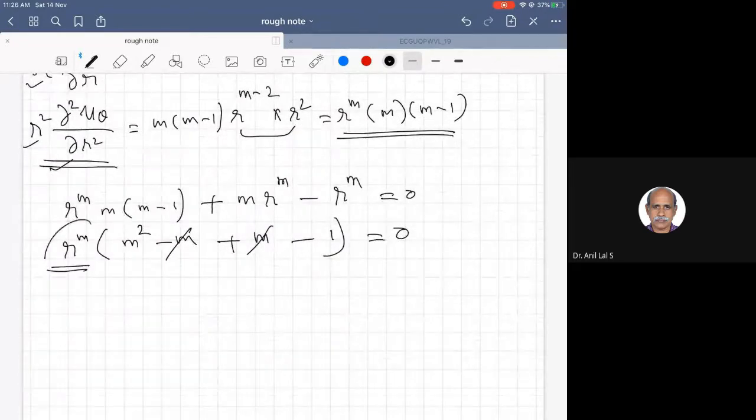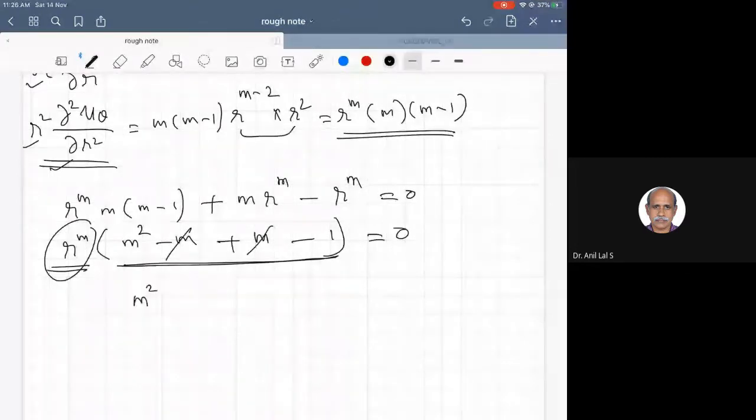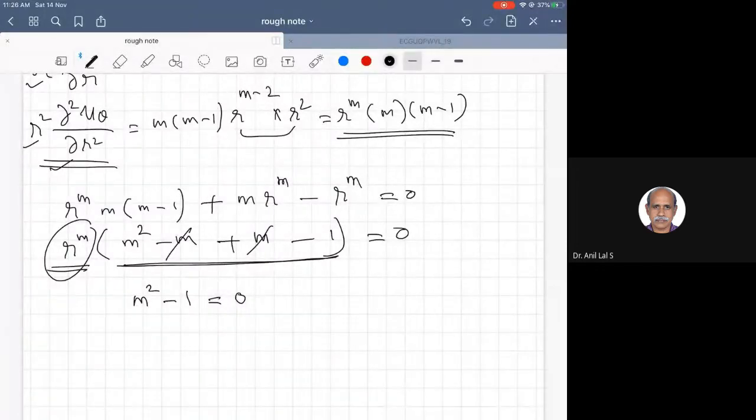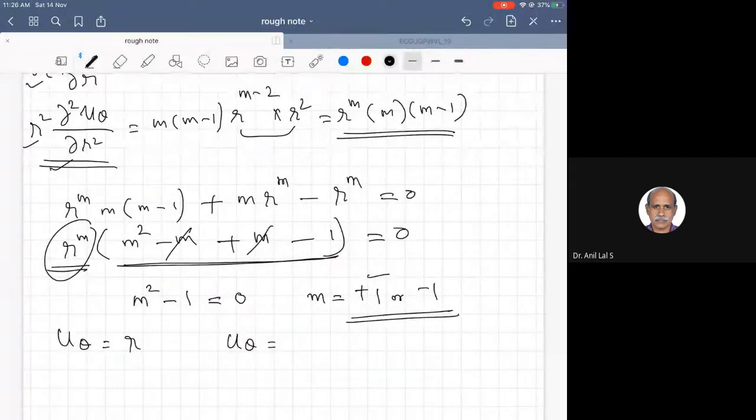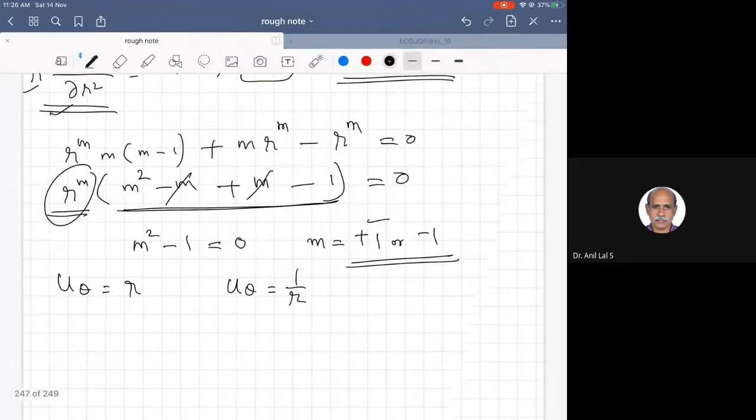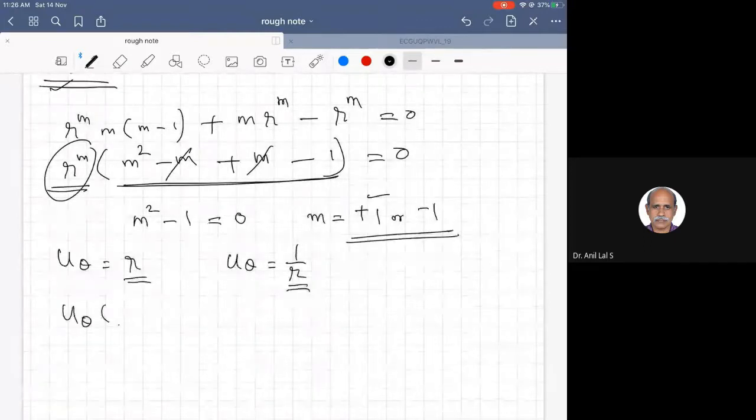That cannot be 0 everywhere, so this has to be 0 everywhere. Then only our equation, this is called the auxiliary equation, can be satisfied, with m squared minus 1 equal to 0, by which you get m is equal to plus 1 or minus 1 both. m can be plus 1 or m can be minus 1. So u theta is equal to r raised to plus 1, that is r, is a solution. u theta is equal to r raised to minus 1, that is 1 by r, is also a solution. So a linear combination of these two can be taken as the general solution.